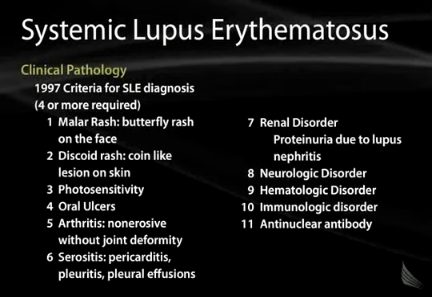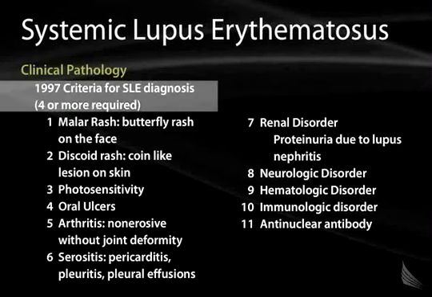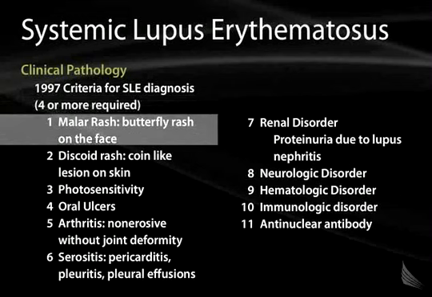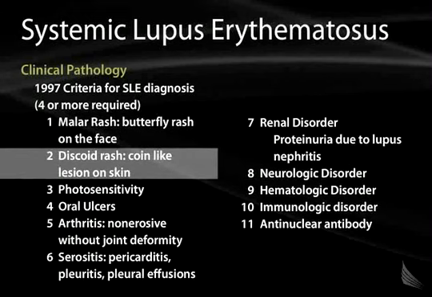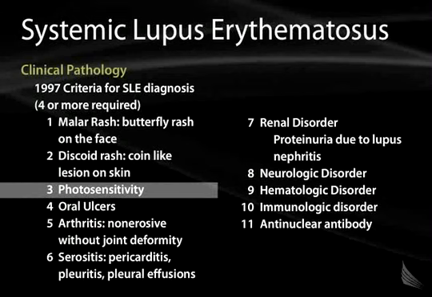The clinical criteria developed by the American College of Rheumatology in 1997 required 4 or more of the clinical characteristics to be seen to make the diagnosis of systemic lupus erythematosus from a clinical and research point of view. So a malar rash is a butterfly rash on the face in the malar distribution in this area here. A discoid rash is a coin-like lesion on the skin, so an area of uniform inflammation in a circular distribution on the skin. Photosensitivity is also common.